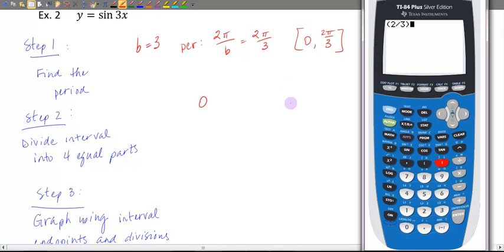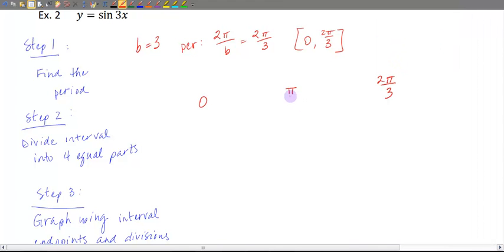Halfway in between means I'm either going to divide by 2 or multiply by a half. So I'm going to multiply by a half times 1/2 on my calculator, surrounded by parentheses, math, frac, enter, enter, and it's going to return for me that halfway in between 0 and 2/3 is 1/3. So that means we're going to stick pi back on the top, and we have our middle of this interval.